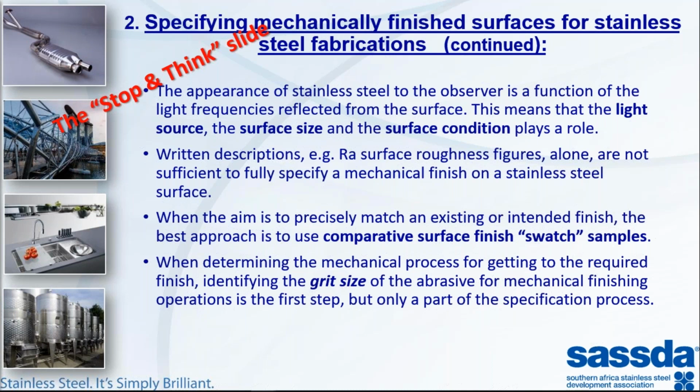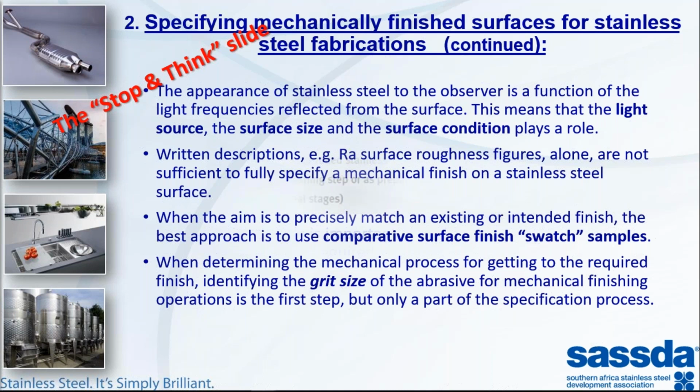So when we go further than the RA value, determining the mechanical process for getting to this finish, it's important to determine the grit size of the abrasive. But this is only a first step, because our finishing, you will see later on, there's quite a few steps attaining the correct finish. So the grit size is also only a part of a specification process. Just like an RA value, to tell somebody to finish at 180 grit is also not completely sufficient.